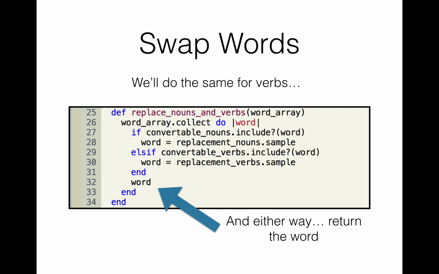So basically, when we're cycling through a commit message, we're going to grab the first word and pass it into this method. If it matches a convertible noun, we'll replace it with a replacement noun. If it matches a convertible verb, we'll replace it with a replacement verb. And if it matches nothing, we're just going to return it.